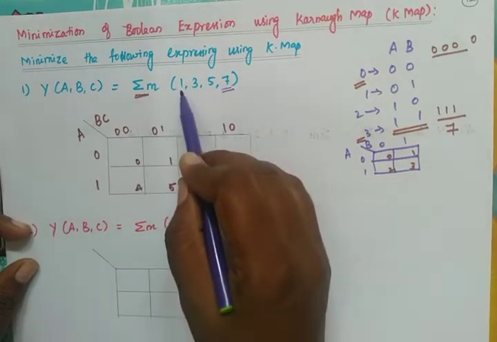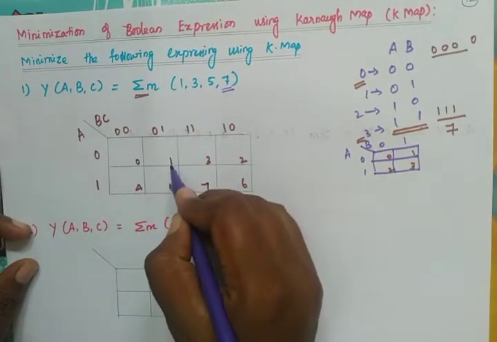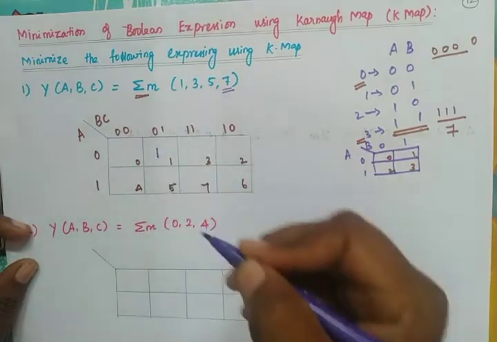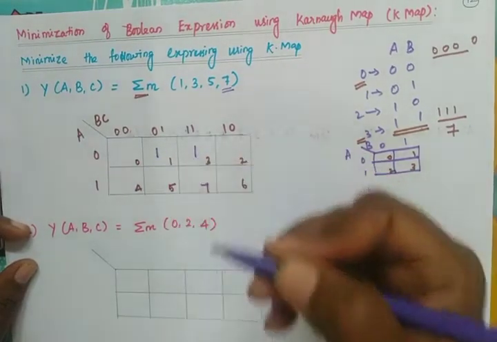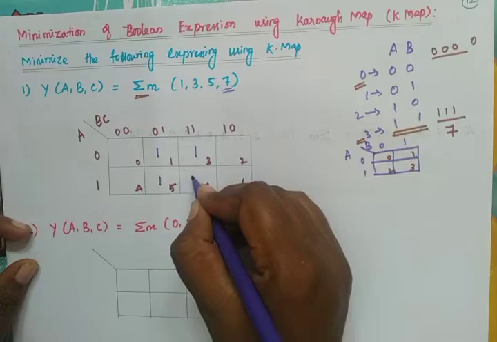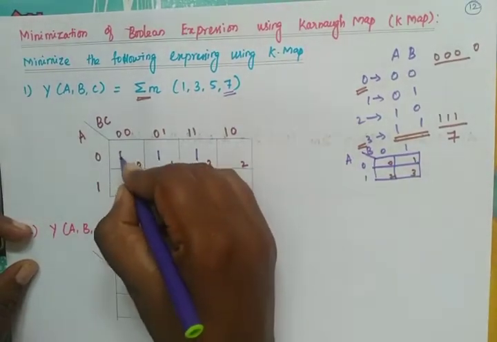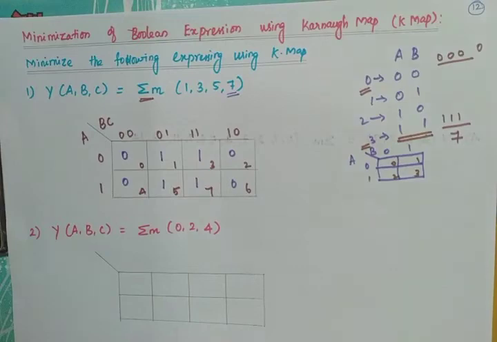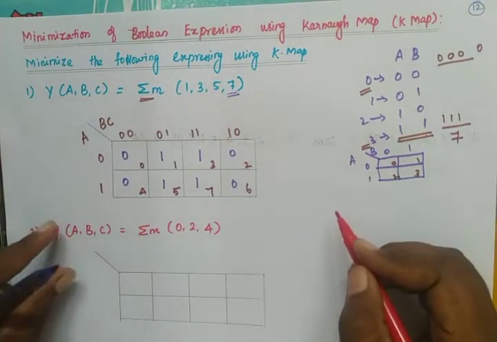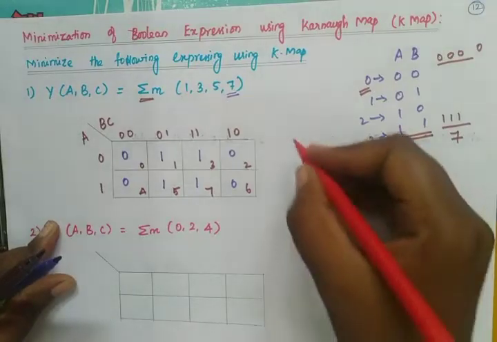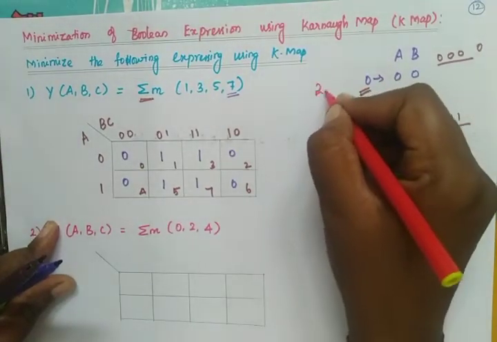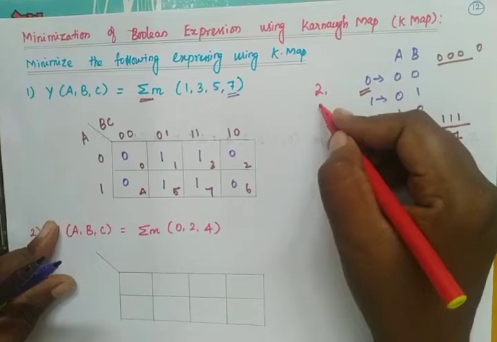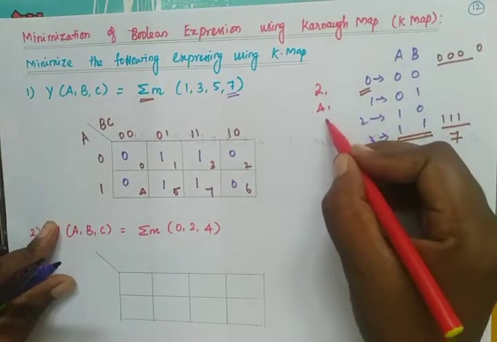Now, what are the numbers present here? 1. Where are we having 1? Here, so put 1 here. Then 3, then 5, then 7. Then the remaining will be 0. Now what we have to do is form grouping. So how can we group in the K-map? Either we can group 2 ones, or 4 ones, or 8 ones.